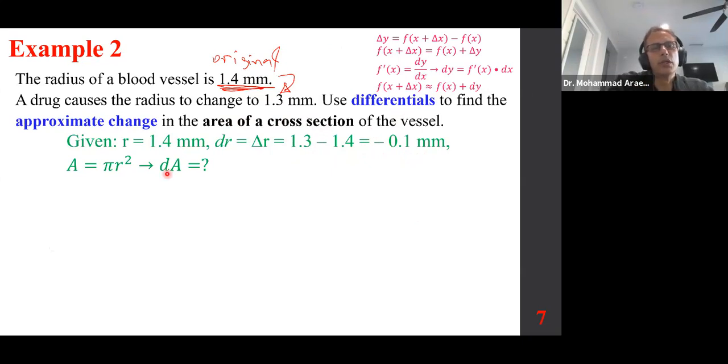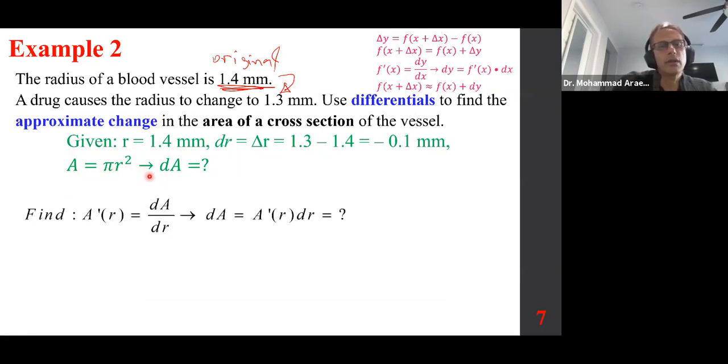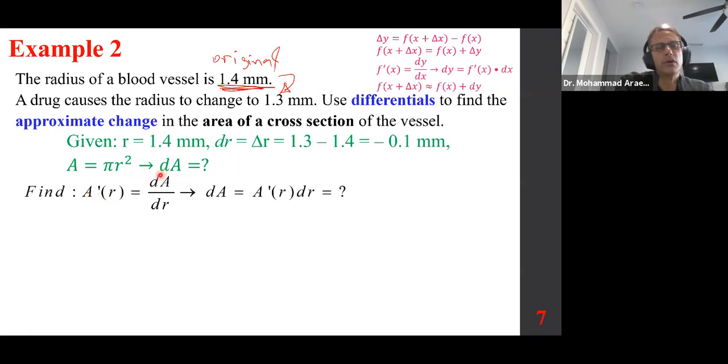And again, A is pi r squared. We need to calculate dA. Why are we calculating dA? Because it says use differentials to find the approximate change in the area. We will discuss the exact one. They haven't asked, but we will discuss that. So in order to find dA, first we need to find A prime of r, or dA/dr, which is pi times 2r, or 2 pi r. Then dA is the same thing times dr, just like this one. dy is f prime of x dx, so dA is A prime of r dr. Okay, everybody?